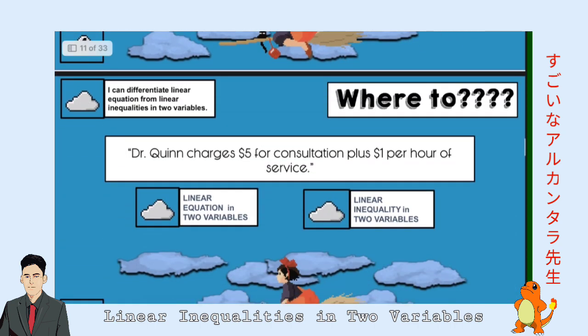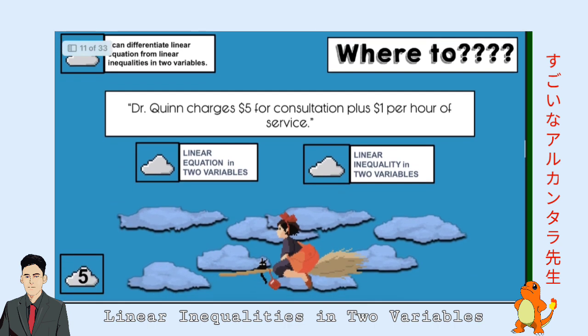Now, if you continue, we have here, Dr. Quinn charges $5 for consultation plus $1 per hour of service. I think this is a linear equation already. We don't have to dwell on it. This is the same example that we had in the word problems.